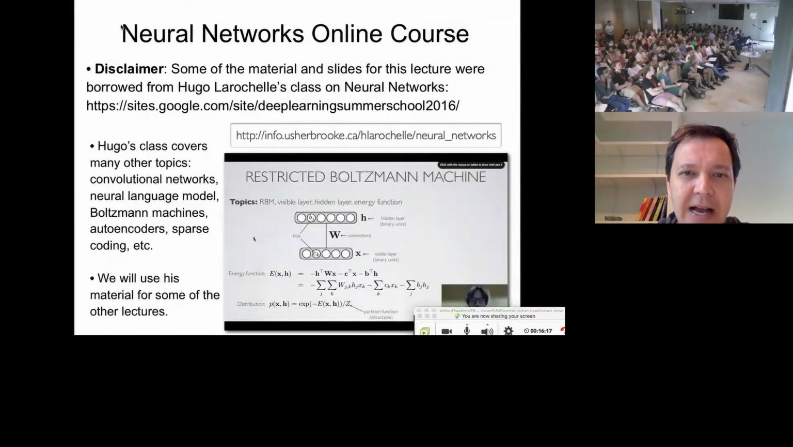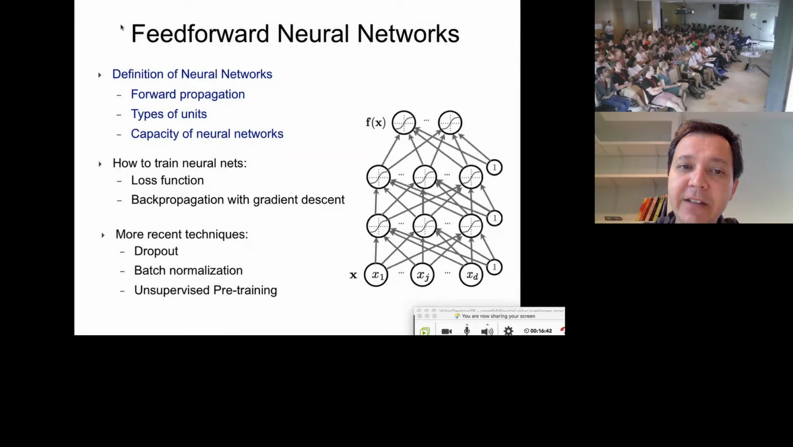I would also like to emphasize that some of the materials I borrowed from Hugo Larochelle's class, and I highly encourage you to go to this website, and Hugo has excellent lectures and class covering different kinds of models, convolutional networks, Boltzmann machines, and so forth. So I highly recommend that. So what I'd like to do is go through the definition of neural networks, how to train them, give you some intuition about the backpropagation algorithm, and also focus more on recent important techniques for training these models.